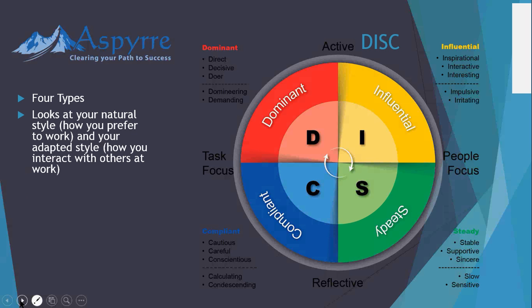The DISC will look at what your natural style is, which is how you prefer to work, and your adaptive style, how you interact with others at work. So this is mainly a style thing. It doesn't say a lot about your personality. It just talks about how you show up at work. Do you drive? Do you inspire? Do you support? Or do you calculate and analyze things?